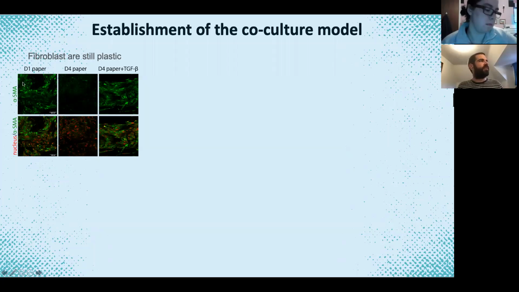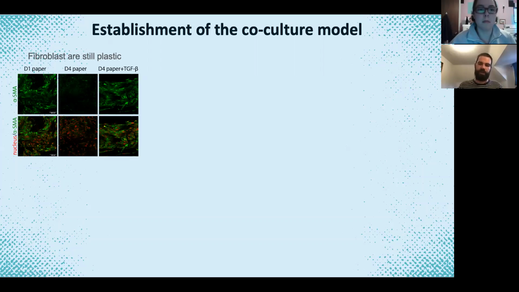So here, basically, the more it's green, the more the cell is activated. And you see that when they spend time in the paper, they deactivate, meaning that they still have this possibility to deactivate or reactivate. But even when they are deactivated, if you put a molecule that you know activates them, they reactivate. So these cells are still plastic. They can still move around with their phenotype and respond to extracellular stimulus. So that's for the fibroblast. So that shows that they're still plastic.